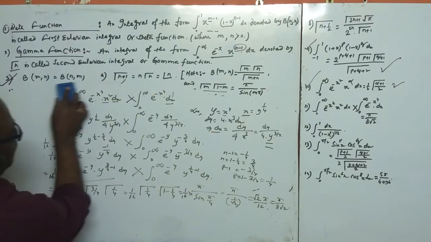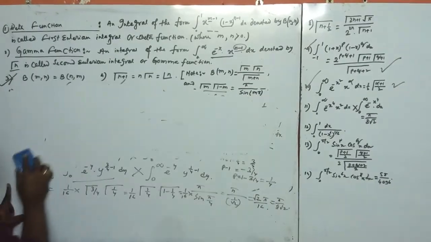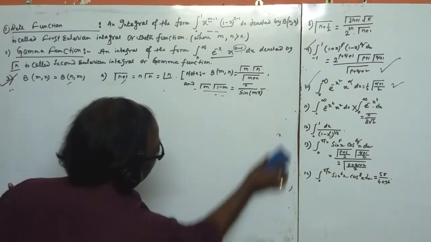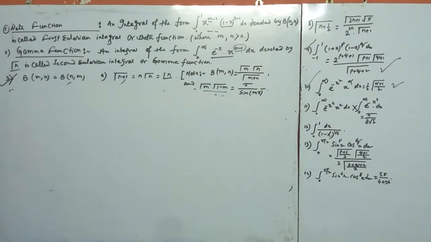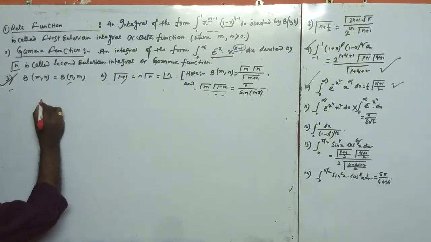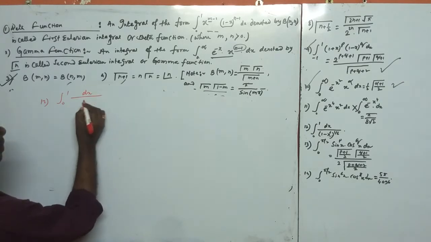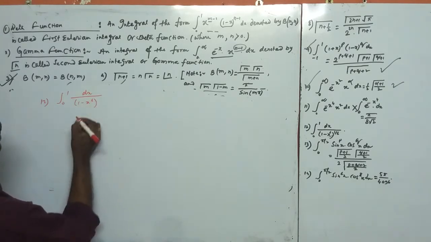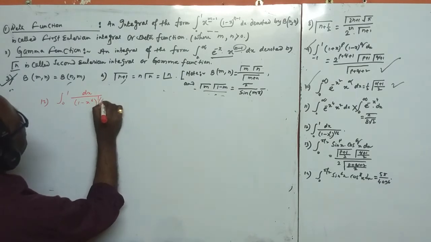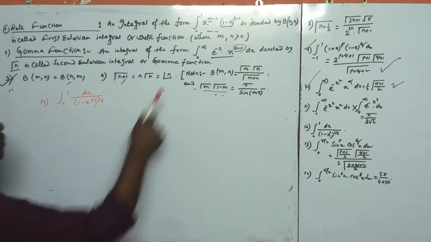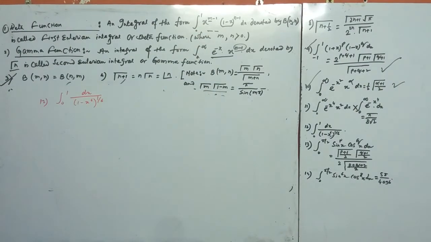Now you have to follow question number 12. This is 0 to 1 dx by 1 minus x to the power 6. So that is 1 by 16. For this gamma or beta function, we follow the rules x to the power n minus 1 and 1 minus x to the power n minus 1.